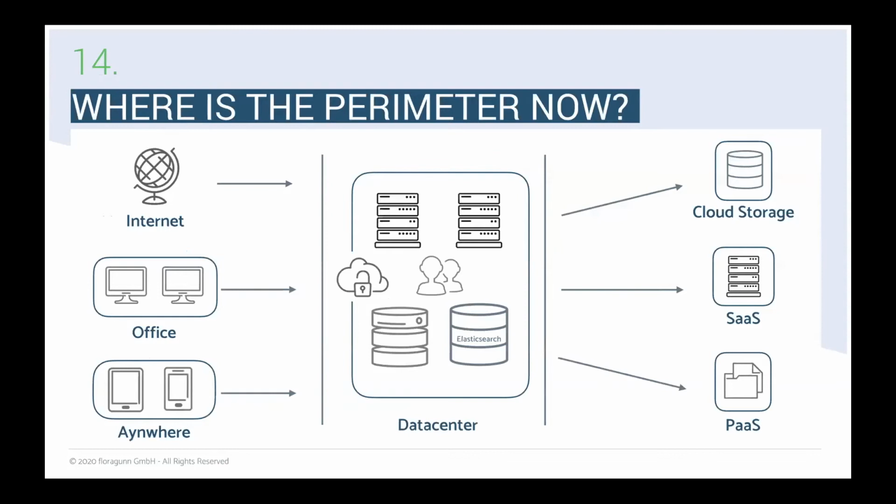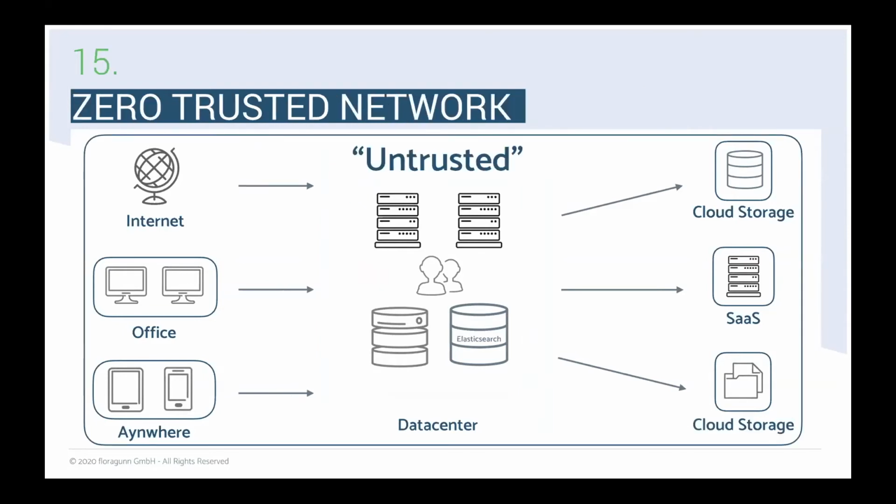So the question is, if we're looking at this perimeter-centered approach again, and if we take into account that we now have the explosion of devices, remote work, software as a service, platform as a service, and stuff like that, where's the trusted perimeter now? And well, the simple answer is there's no trusted perimeter anymore, and everything has to be deemed untrusted. And this is where the term zero trust network stems from.